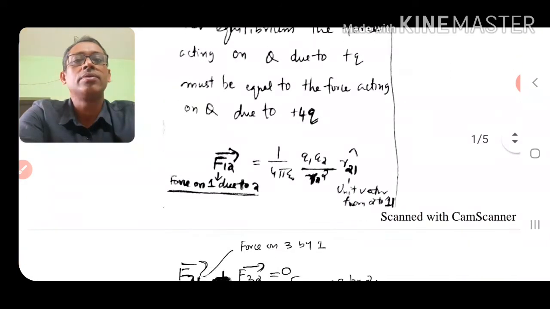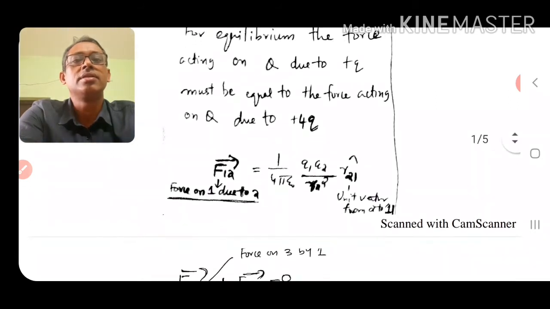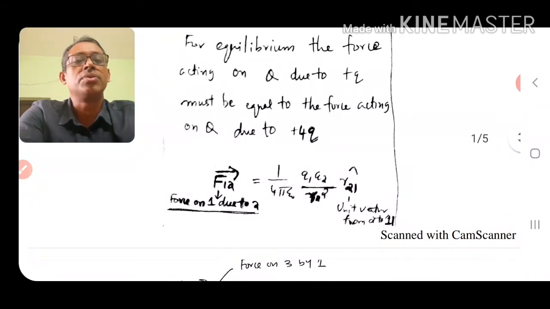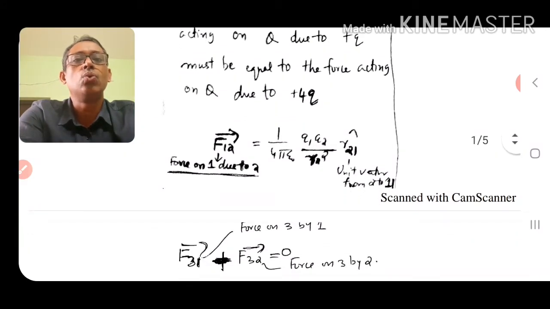Now the force between two charges, by Coulomb's law, is proportional to the product of the charges and inversely proportional to the square of the distance between them. Suppose we have two charges q1 and q2, then the vector F12, the force on 1 due to 2, is equal to 1 by 4 pi epsilon 0 q1 q2, the product of the charges, by r square.